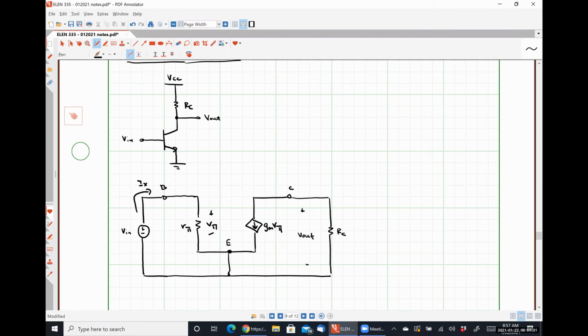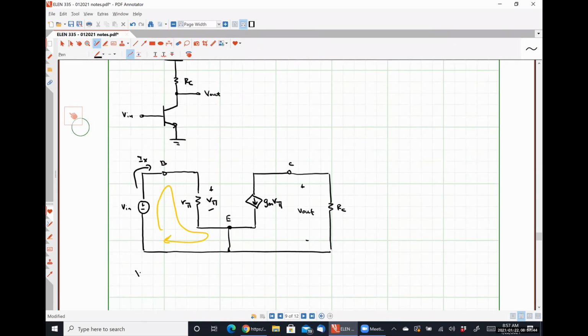So let's do KVL around this loop. All right, so that would give us Vn is equal to R pi Ix, right? Or negative Vn plus V pi is equal to 0, or negative Vn plus Ix times R pi is equal to 0, however you want to do it.